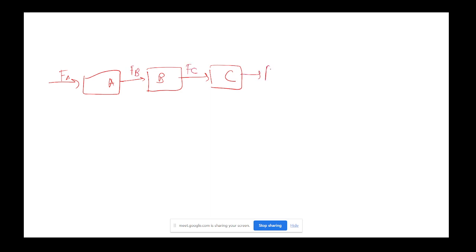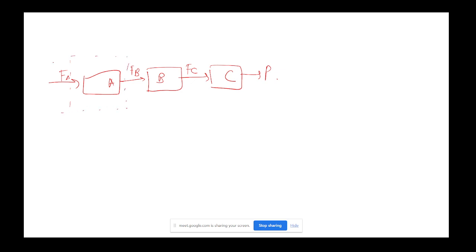So now if you have, say for example, all these are certain processes represented by A, B and C. Let's say the feed that is going into A is F. Now FA, this is FB, this is FC, and this is product P. So what will you do in this case? This is nothing but a series of processes. So for applying balance, you can first consider this process.